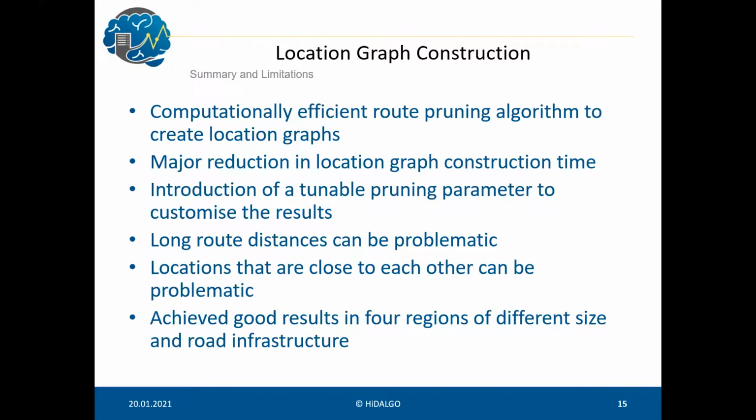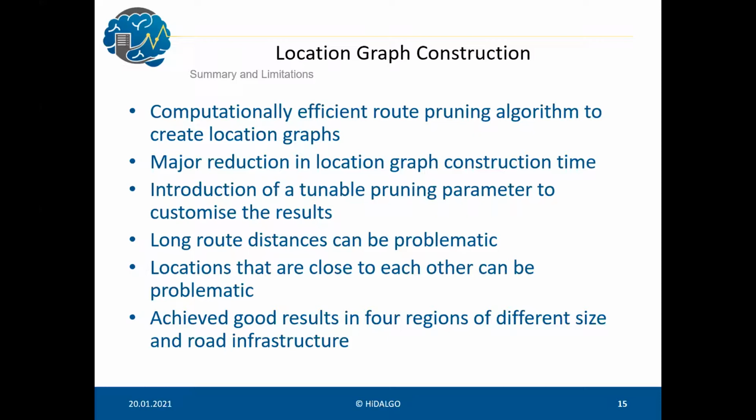We have also introduced a tunable pruning parameter such that our results can be customized, where you can set it higher such that more routes are being kept from the fully connected graph, or you can set it to a lower value and more routes are being pruned from the fully connected graph. We have also observed that longer route distances can be problematic, and also when 2 locations are close to each other, it can be problematic for the algorithm. But these 2 shortcomings are also shared with other algorithms that we saw in the literature, such that we can say that we really achieved good results in the 4 regions where we have different size and road infrastructure.